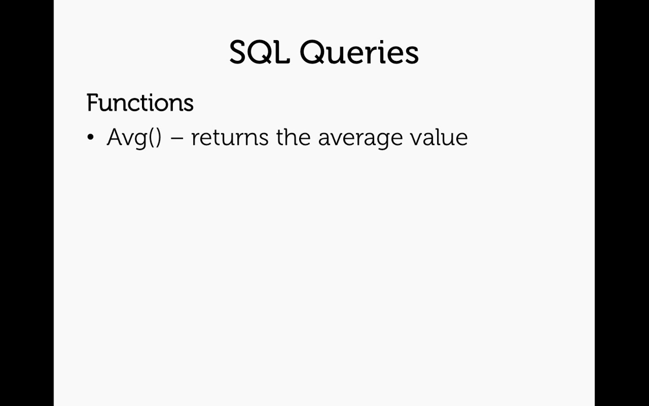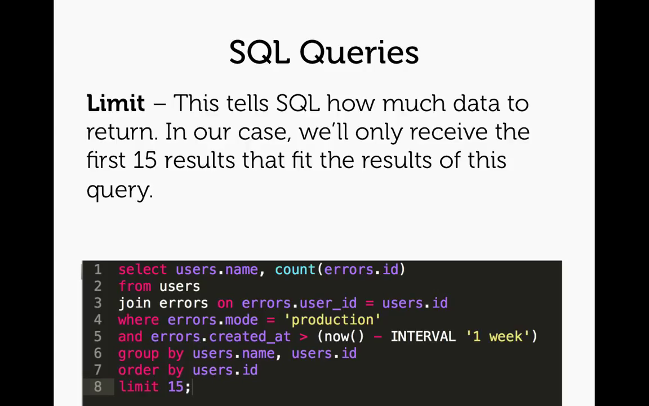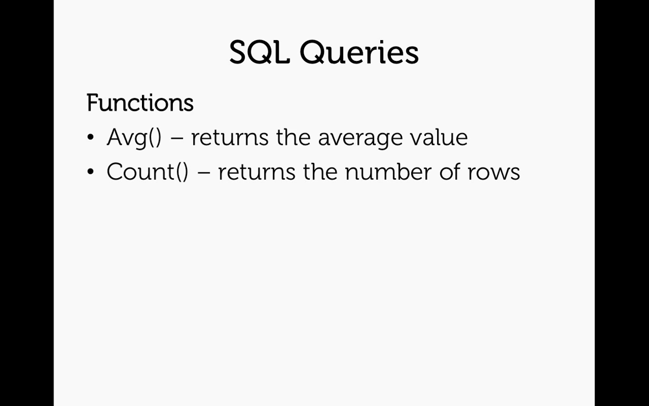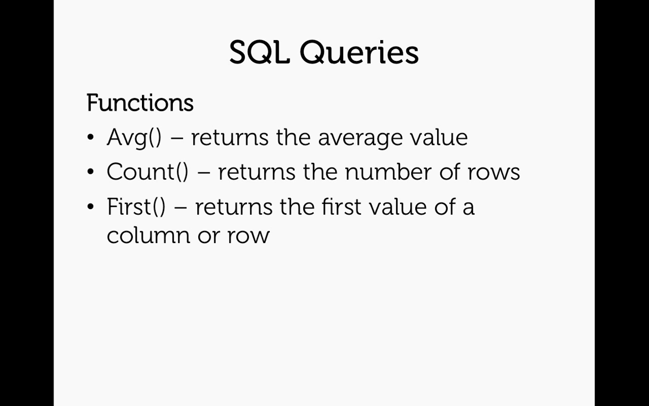So next we're going to get into functions. The one thing that we saw earlier is the count function, and you can see that right here. What that's doing is you're pulling the ID column from the errors table, and then you're going to count the occurrences of this using this function. Other functions SQL can return automatically just by having you type this: the average value of a query, and it can count the number of rows inherent in a query.